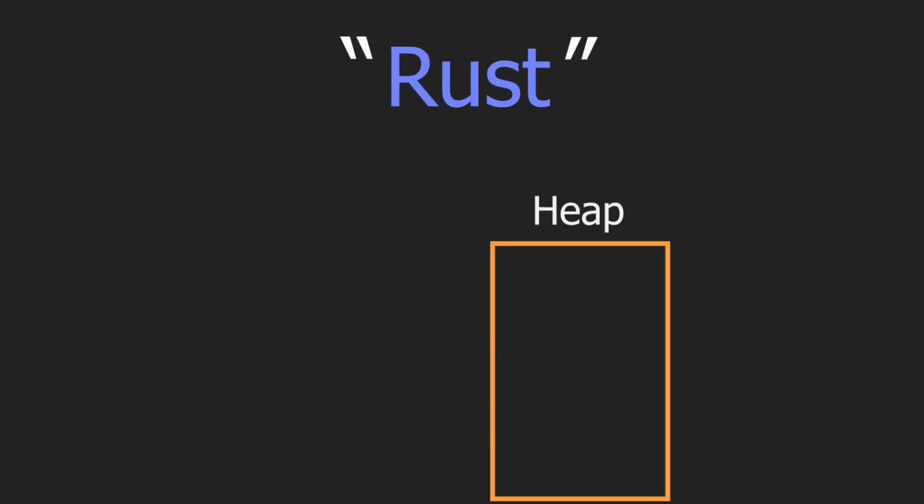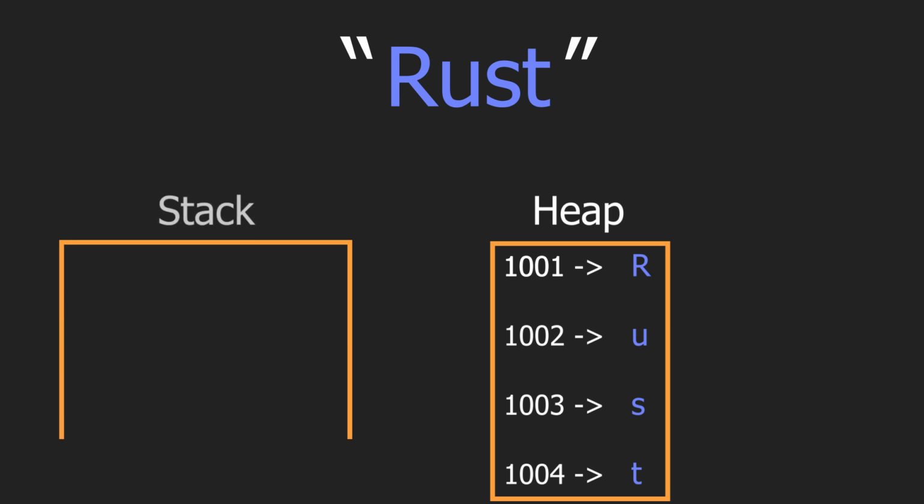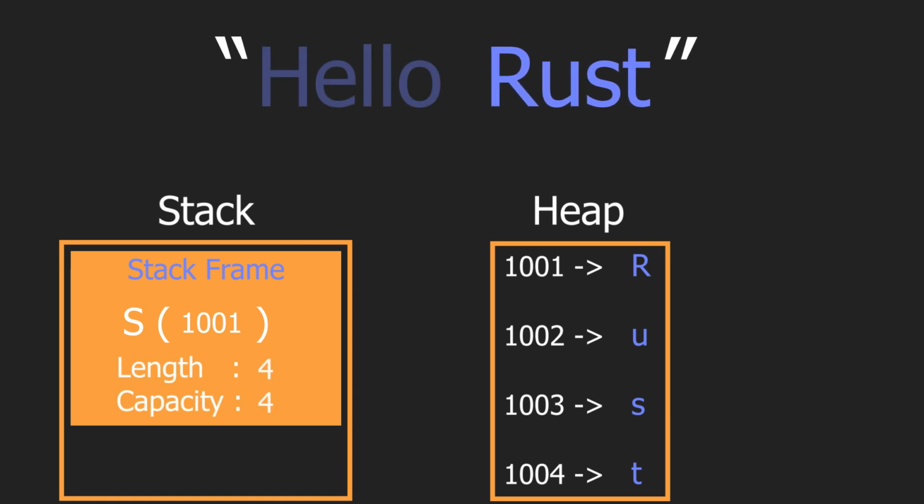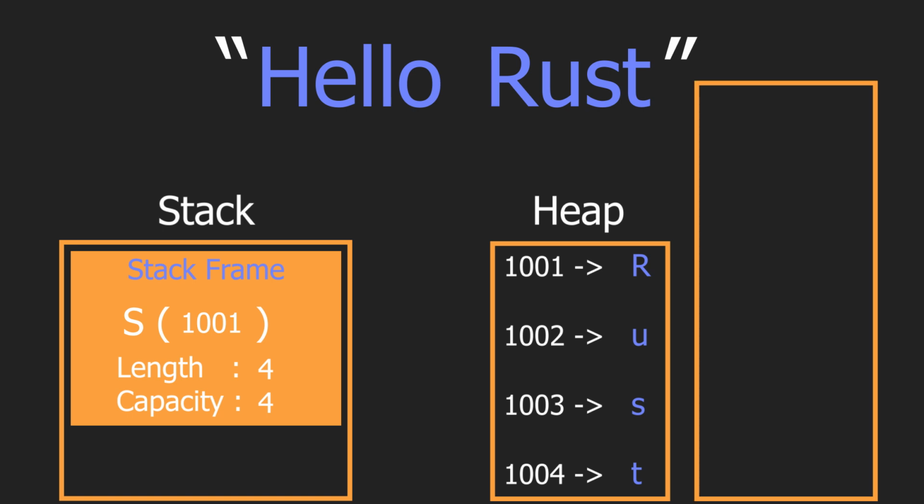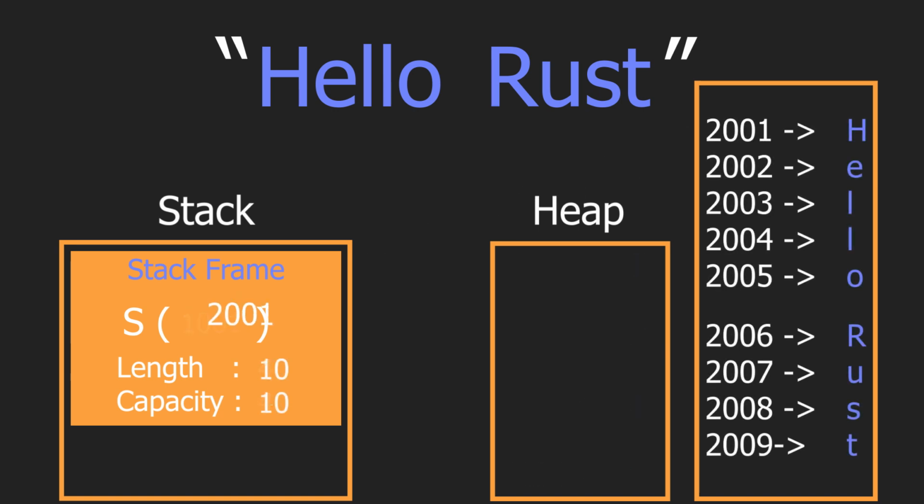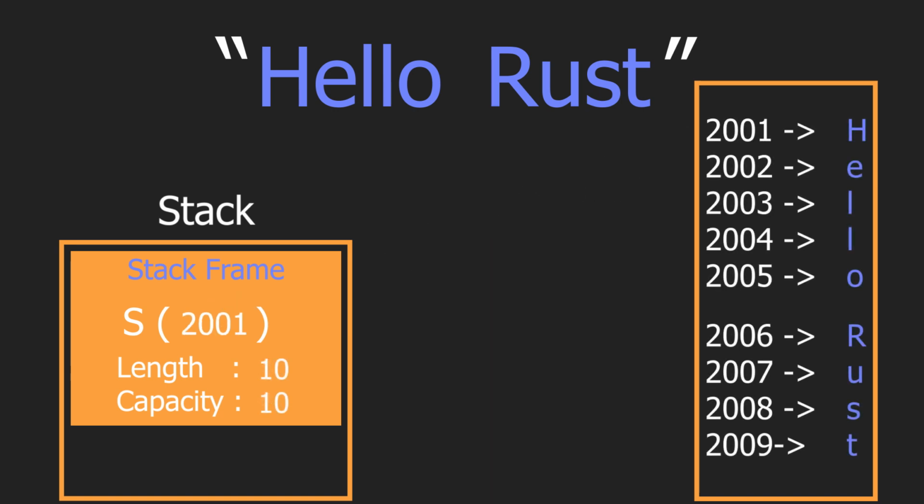When a string is created, it allocates a block of memory on the heap large enough to store its initial contents. And on the stack, it stores the pointer to the allocated memory along with its length and capacity. If the string grows beyond its current capacity, it will reallocate a larger block of memory on the heap, copy the existing data to the new location, and then free the old memory.